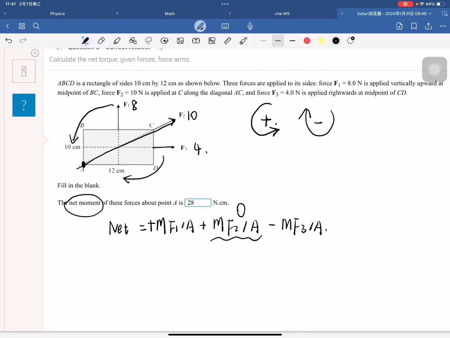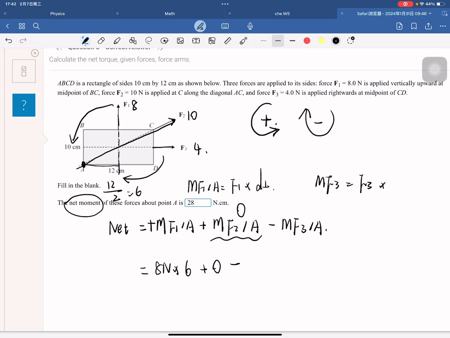Then, M of F1 on A is equal to F1 times the perpendicular distance. So it's equal to 8 times the perpendicular distance, which is 12 over 2, equal to 6, so times 6, then plus 0 minus M of F3. M of F3 is equal to F3 times the perpendicular distance of F3 from point A. F3 equals 4. The perpendicular distance is equal to 5. The answer is equal to 28.